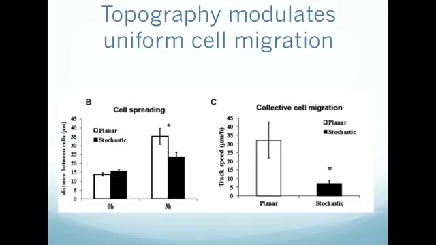These two figures here depict single-cell migration trends in planar and stochastic surfaces. As you can see, there's significantly more spreading of all the cells grown on planar surfaces that results in dissociated cell migration, and effectively this will translate overall to less efficient wound healing.